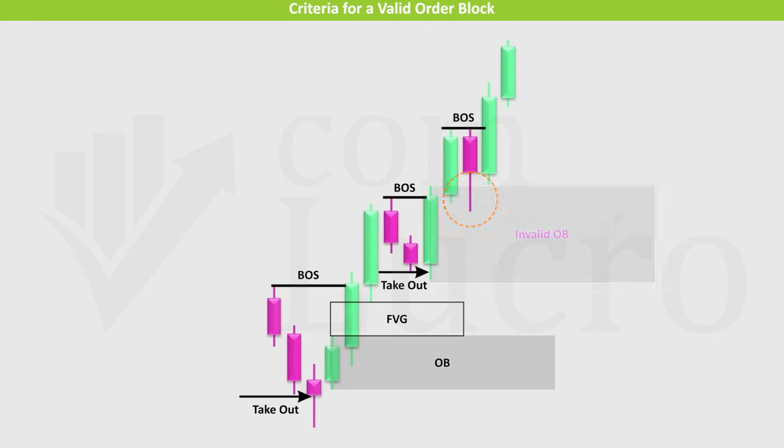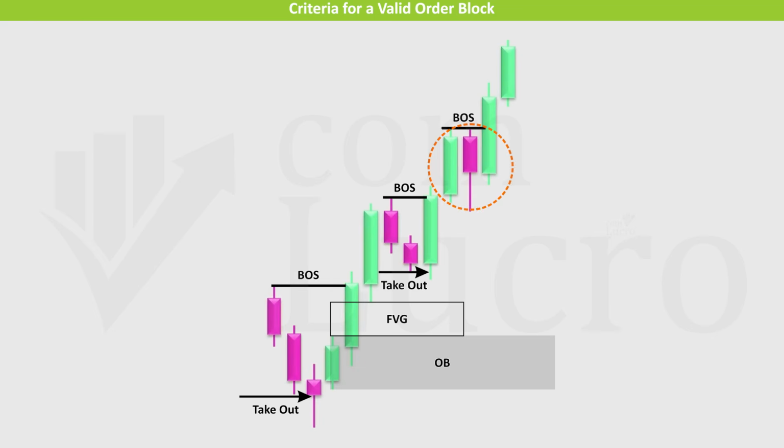However, there is no discernible imbalance, and the upper wick of the candle mitigates this order block. Therefore, this order block cannot be regarded as valid and cannot be utilized as a demand area. Once again, price has pushed significantly to the upside.